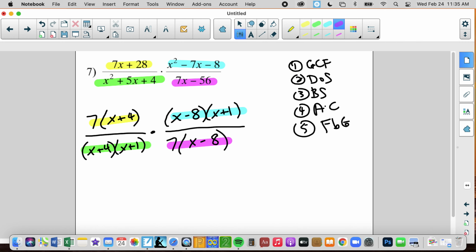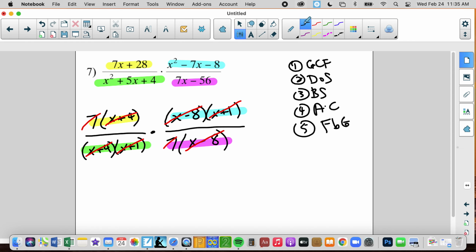All right, now let's look for common factors, or common terms in the numerator and denominator. I got an x plus 4, x plus 4. I have a 7 and a 7. I have an x plus 1 and an x plus 1. I have an x minus 8 and an x minus 8. They all cancel out. So what's my answer?